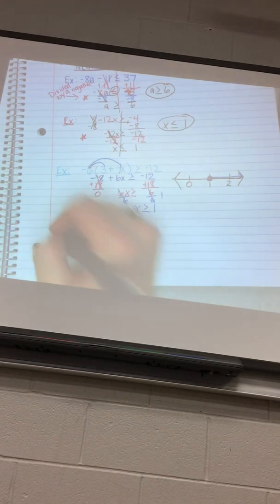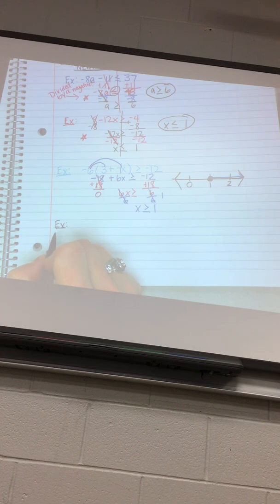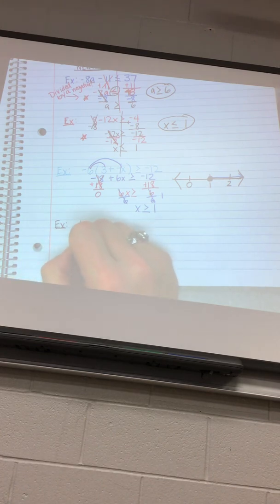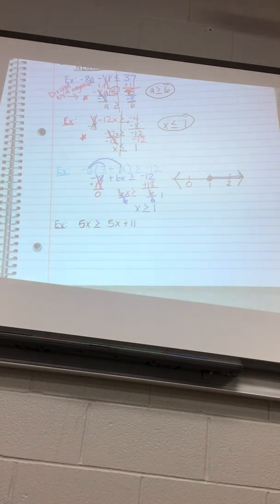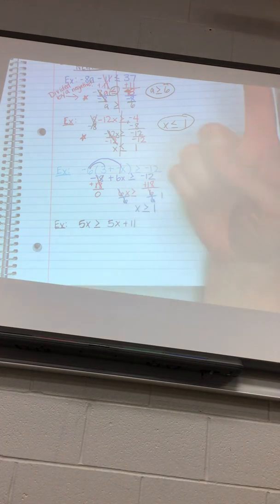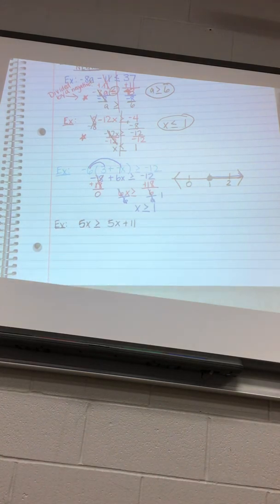Let's do one more example. Then you'll be done. 5x is greater than or equal to 5x plus 11. Okay, there's no distributing, there's no combining like terms, so now we need to just move our 5x to the other side.